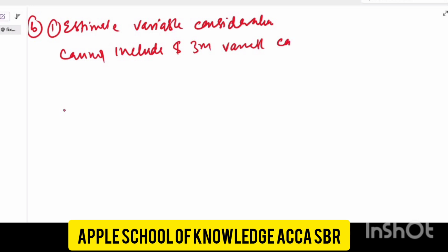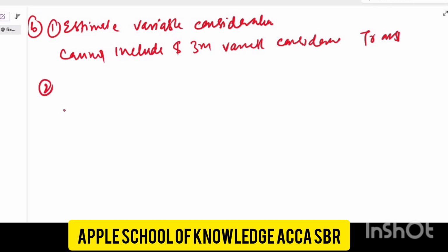Now the first thing you will do is estimate. This is part B. Estimate the variable consideration, and there is no probability, so you cannot include this 3 million variable consideration in the transaction price, and the reason is it is not highly probable that there will be no significant reversal.